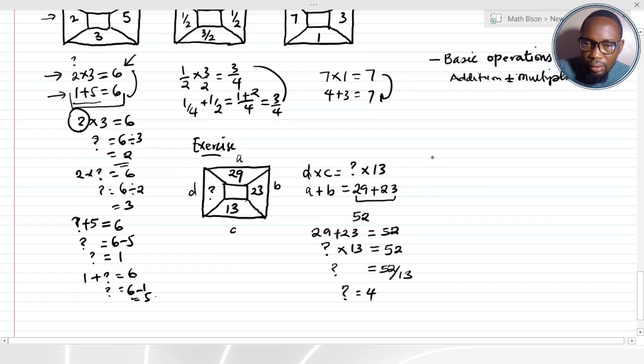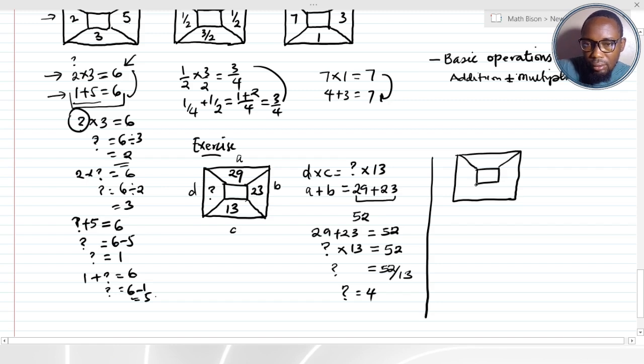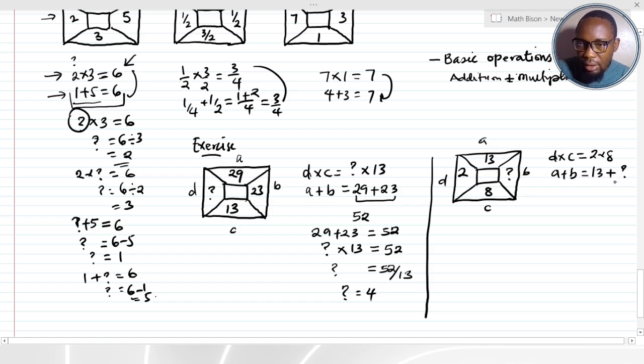Exercise question 1. The next one is, and we have 2, 13, question mark, and 8. So we know that we have part A, B, C, and D. And from the rules that we have set, D must always multiply C to get a particular number, and A must be added to B to get the same answer. In this case, D times C will be 2 times 8, and A plus B will be 13 plus that missing number.